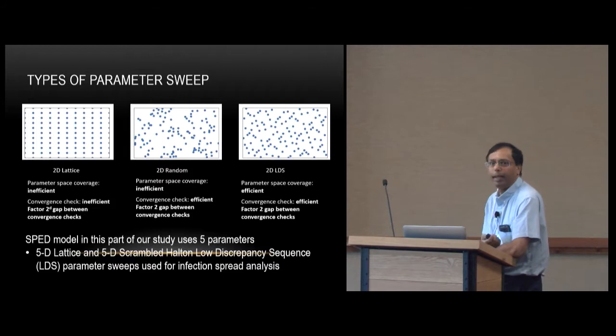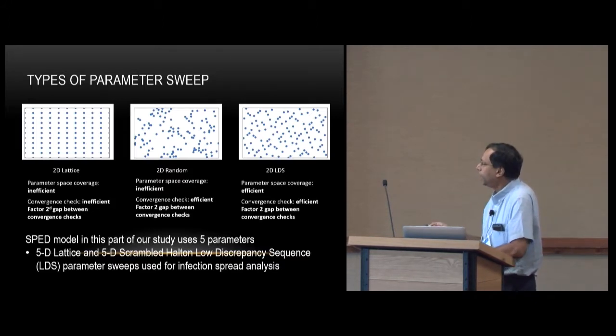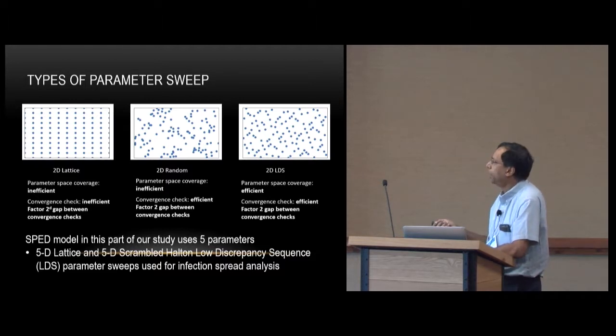Then the main focus is on how to reduce the size of the parameter sweep. The conventional way of doing it is, let's say I have two parameters, then I choose, let's say, some 10 values for this parameter, 10 values for this parameter. I get 100 parameter choices that I can take.